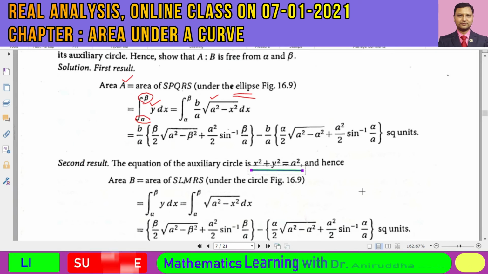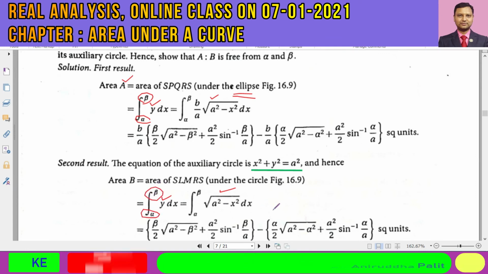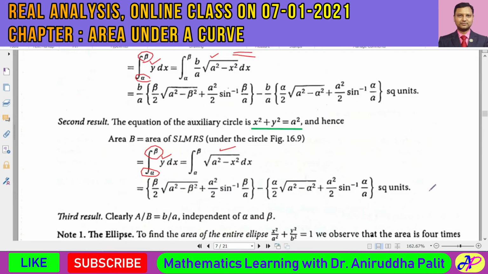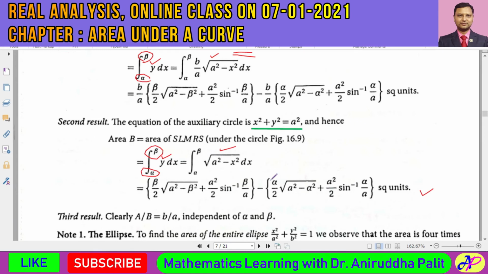This would be the equation of the auxiliary circle. Therefore, what would be y? y is equal to the positive square root of a square minus x square. So y is equal to the positive square root of a square minus x square, and the same integration should be performed with the lower limit alpha and the upper limit beta. So the lower and upper limits are the same.